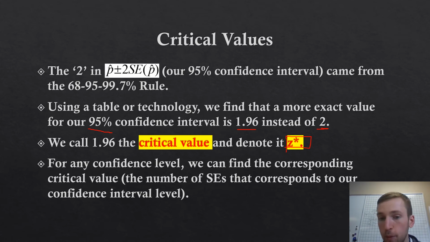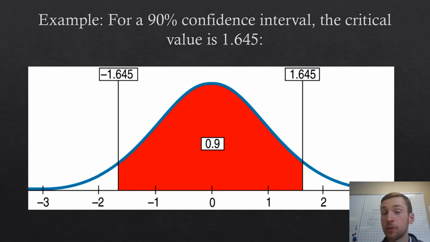And I'm going to show you here in a moment, putting all this together, what that looks like. So as another example, for a 90% confidence interval, our critical value is 1.645, okay? So no matter what the situation is, if you're looking for a 90% confidence interval, that critical value is going to be 1.645. In other words, it would be within 1.645 standard deviations or standard errors of our expected value.